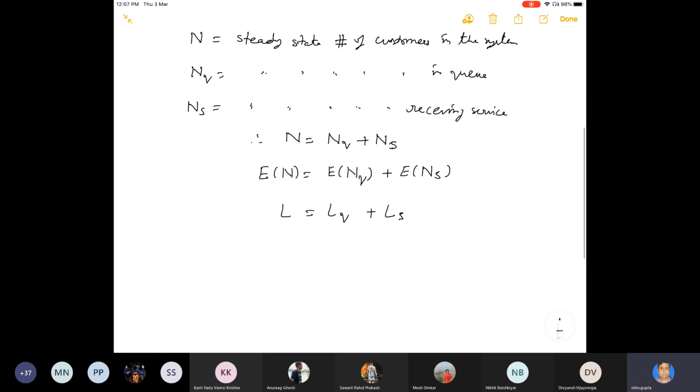Okay, so let us see what is the relationship between time. Let us denote by the random variable small w the total time a customer spends in the queuing system.